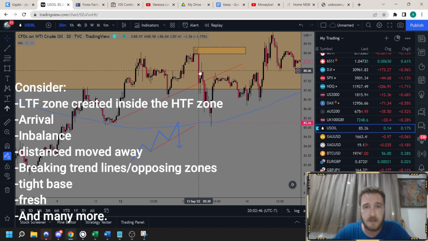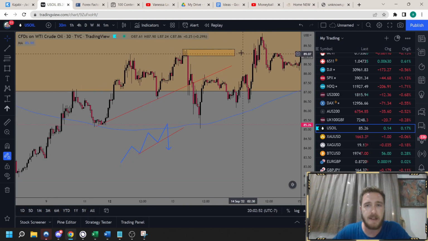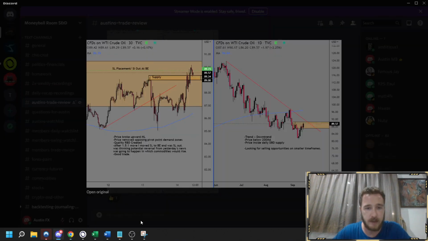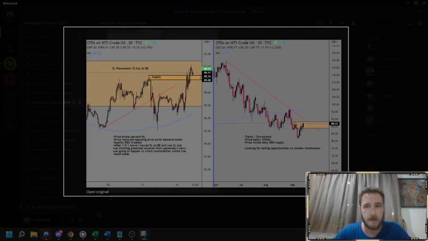So we have a lot of sellers coming into the market here. We broke trend and we removed this opposing pivot point zone. And when price finally comes back, I look to sell with a sell limit when price touches my entry point here. That's what I did on this trade. Let me blow it up here for you.